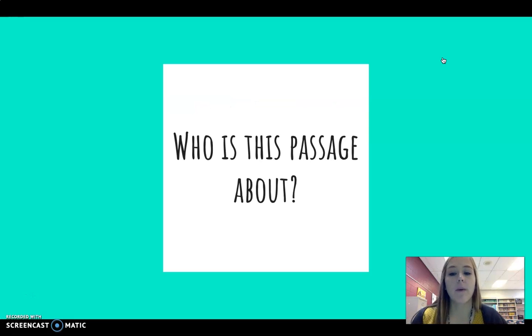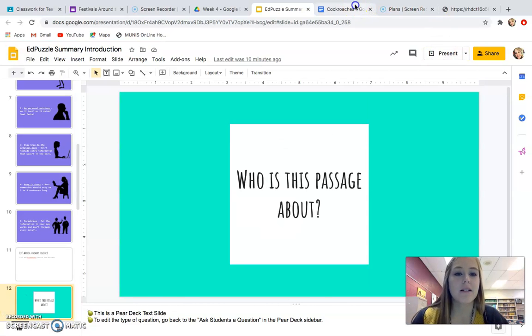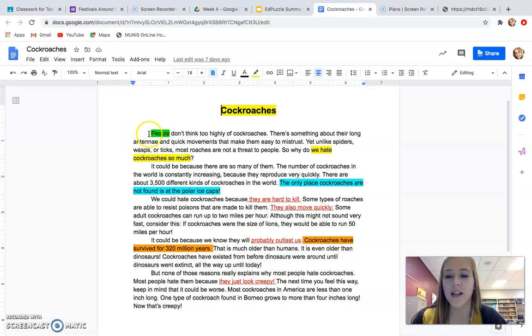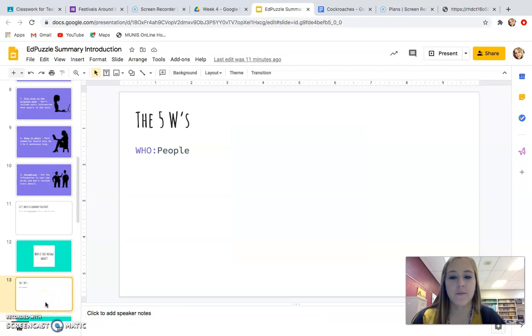So thinking about what we just read, who is this passage about? If we go back to the article, it tells us right here, the very first word, we're talking about people in general. So we're not talking about a specific person, but just people all over. That's who this passage is about.